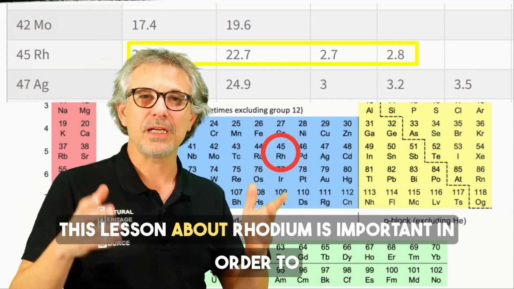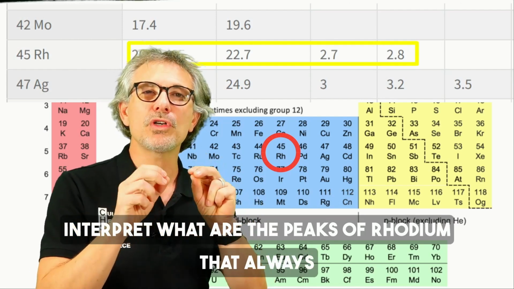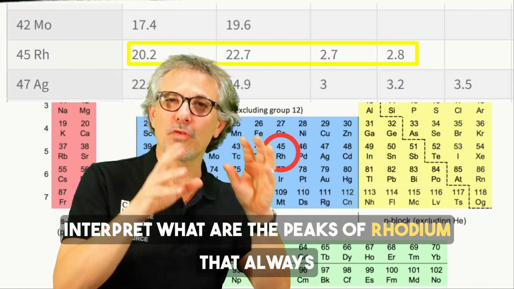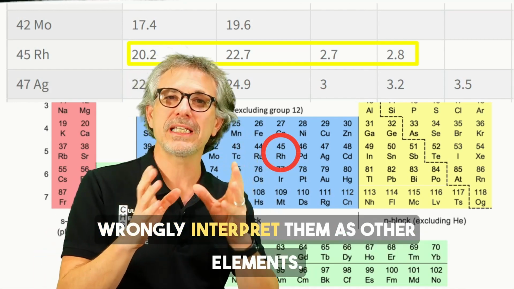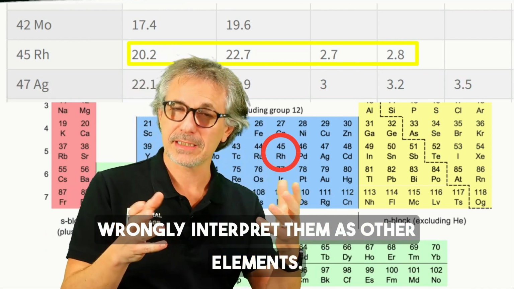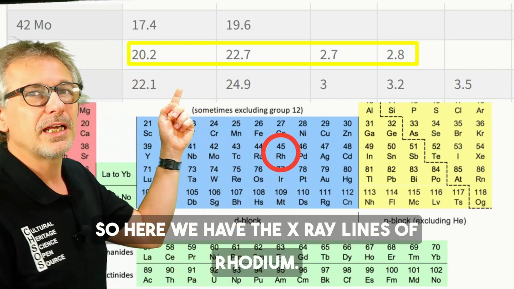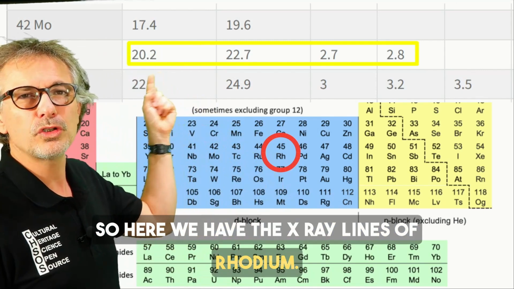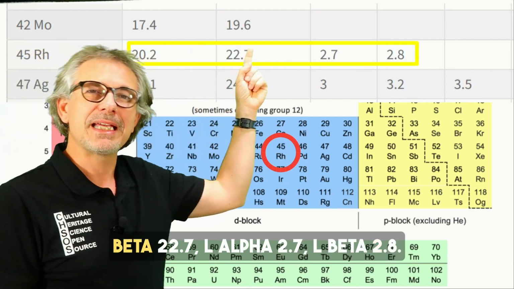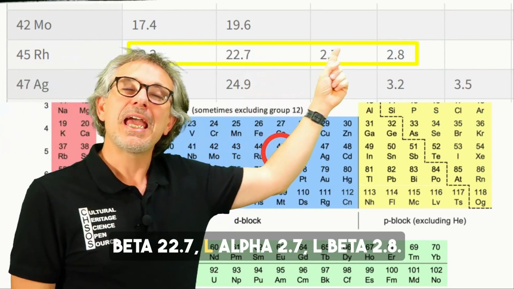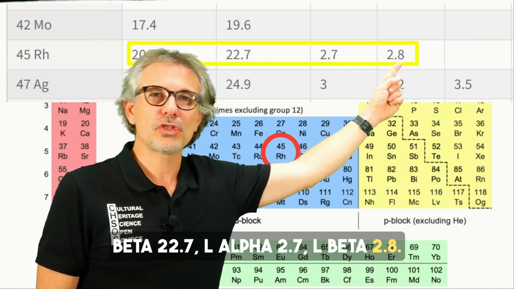This lesson about rhodium is important in order to interpret what are the peaks of rhodium that always show up in our spectra, so that we don't wrongly interpret them as other elements. Rhodium, atomic number 45. So here we have the X-ray lines of rhodium. So we have K alpha 20.2, K beta 22.7, L alpha 2.7, L beta 2.8.